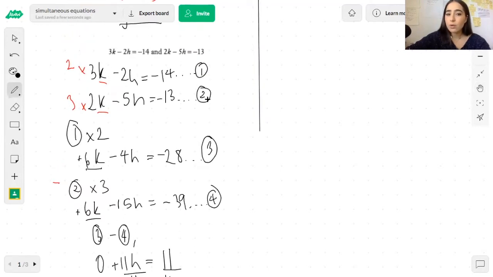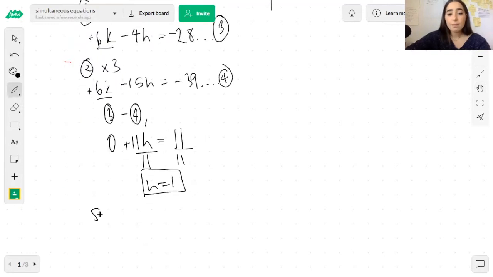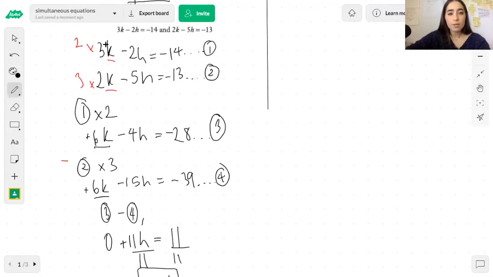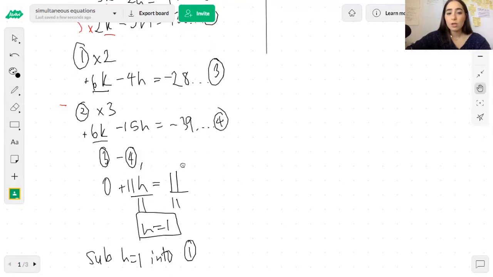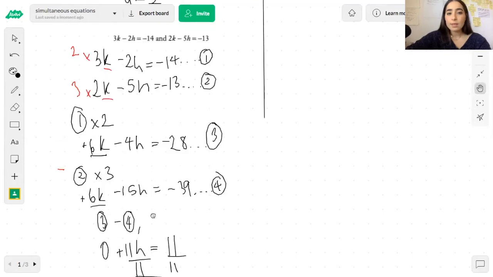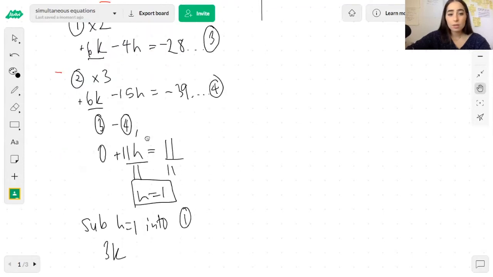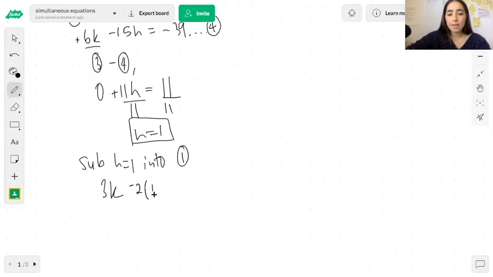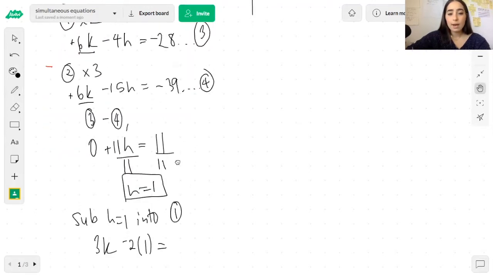Either equation 1 or equation 2. I'm just going to choose equation 1. So then we say sub h equals 1 into equation 1. If you recall what equation 1 was, it's 3k minus 2h equals negative 14. So 3k stays. Now it's minus 2h, so it's minus 2 times h, which is 1, equals negative 14.